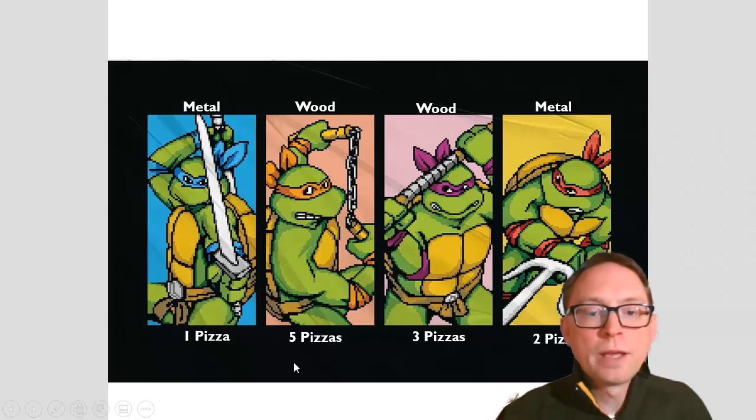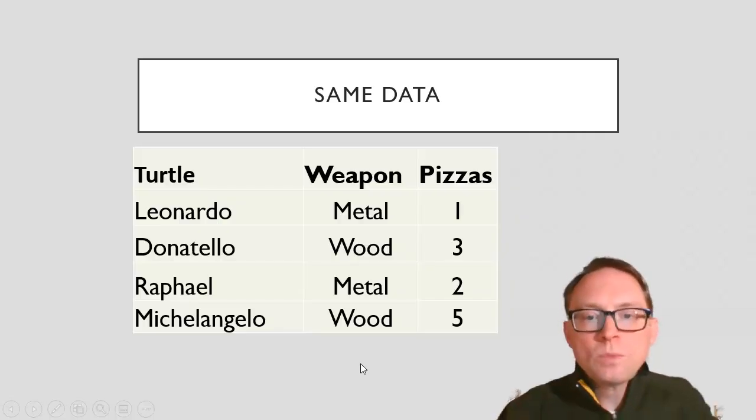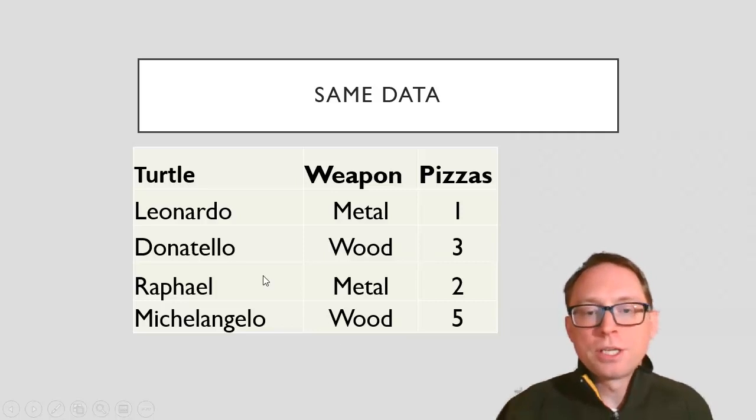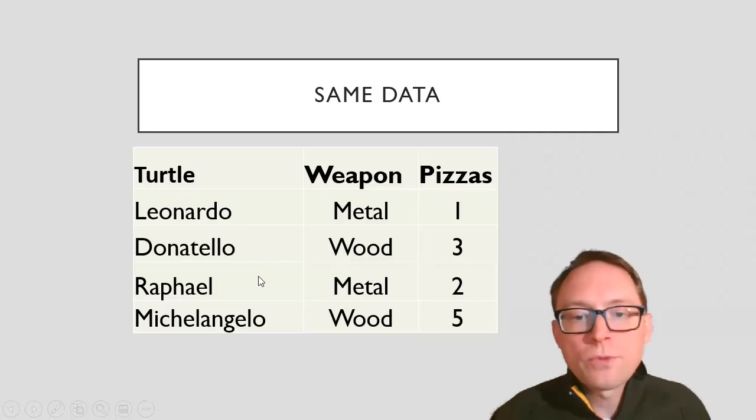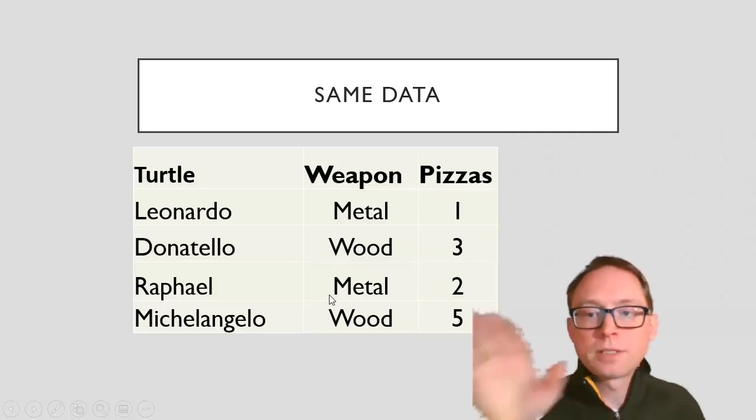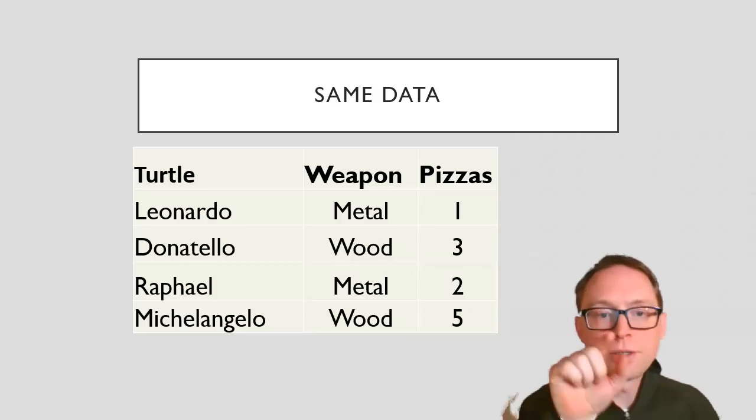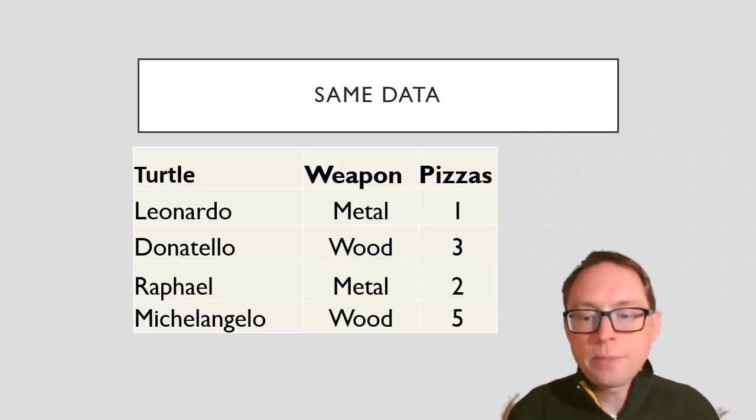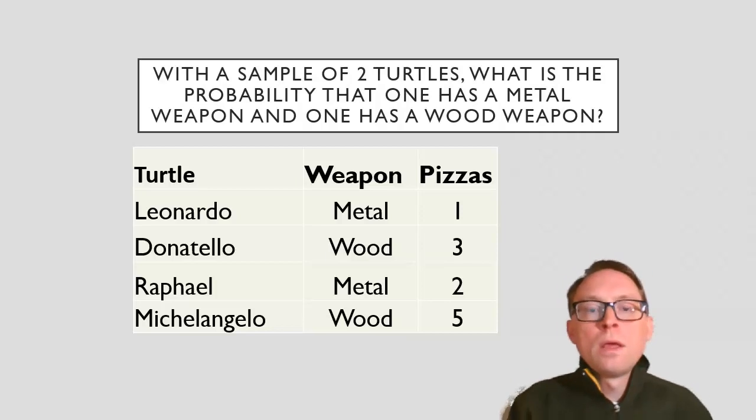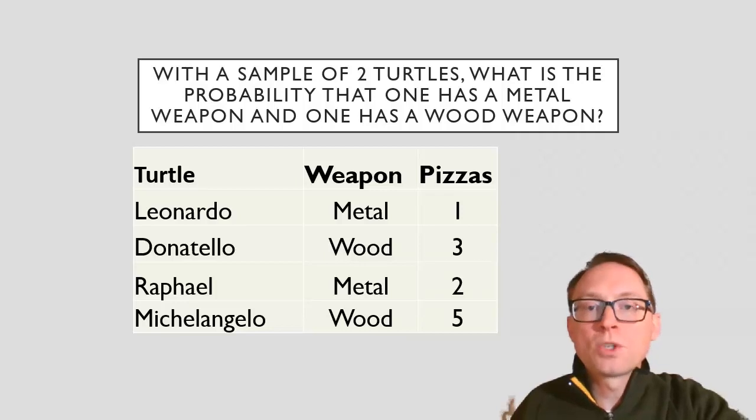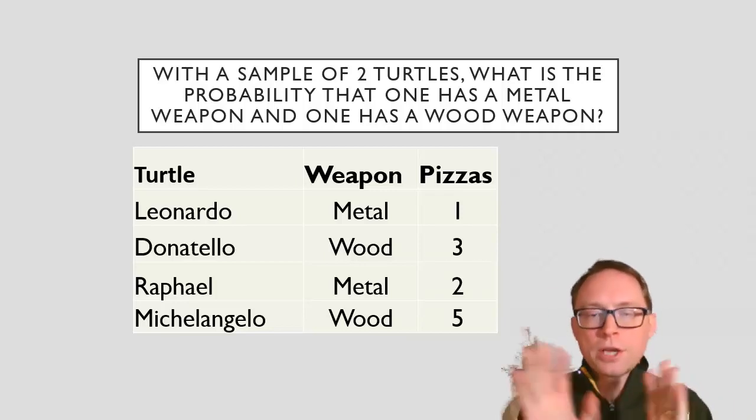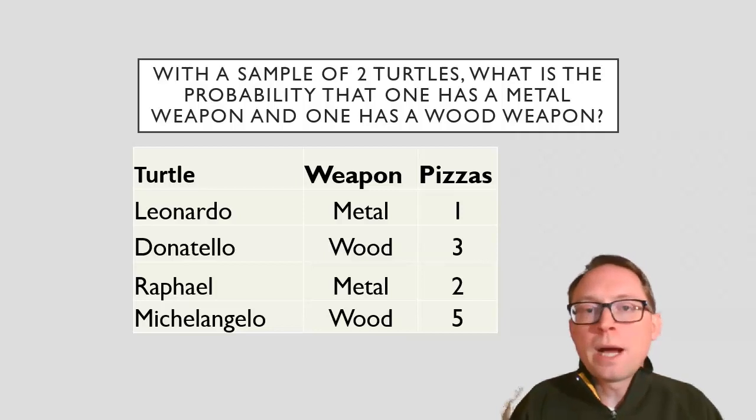Let's keep moving and start talking about some things. So let's start talking first about this metal versus wooden weapons. These are the same data that I just barely showed you, just in a table form. So Leonardo has a metal weapon and eats 1 pizza. Donatello has a wooden weapon, eats 3 pizzas, etc. Same data for the entire population. This is the whole population. Now, if I sampled 2 turtles, what's the probability that one has a metal weapon and one has a wooden weapon? So let's think about this. Here's how you do this. We're talking about a random sample.